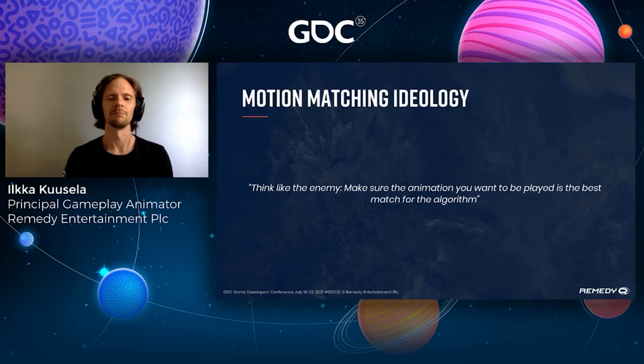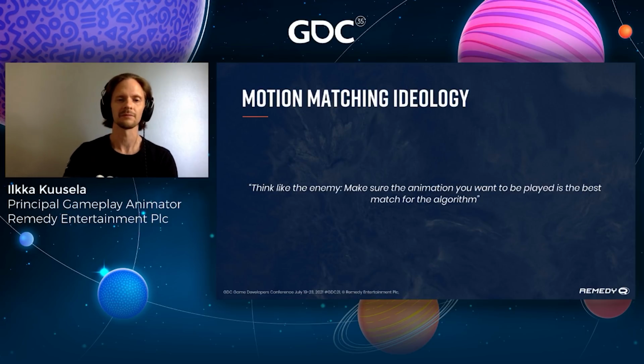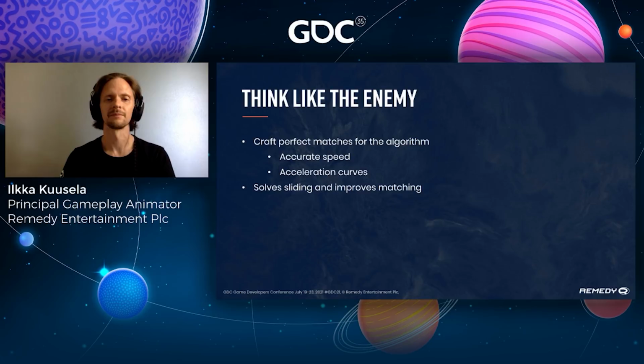And the way I started to approach motion matching was that I needed to learn how to think like the algorithm. Once I understand how it works, then I can start to provide it with animations that work with it. And if something isn't working, I can deduce why that's happening. And often it's pretty simple. If you provide motion matching with the kind of animations it's looking for, it's going to work well. So we needed to create animations that match the kind of paths the game was requesting.